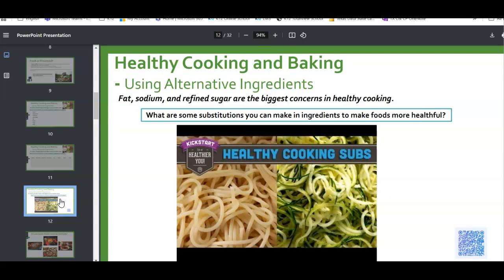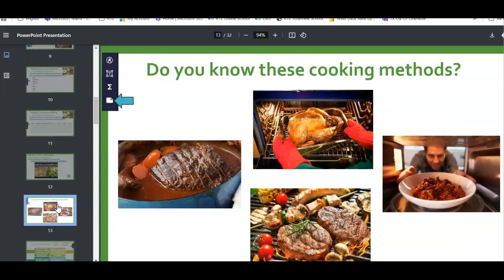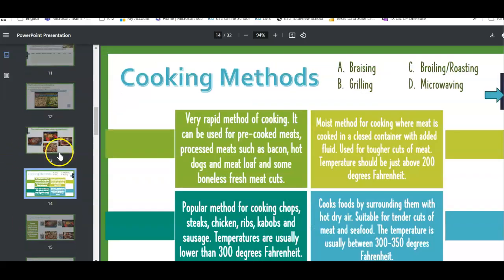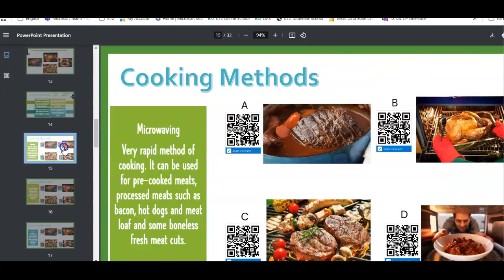Healthy cooking and baking. So you want to use alternative ingredients. Fat, sodium, refined sugar are the biggest concerns. So you can look up some different substitutions that can make your food more healthy. And then we're going to be moving on to cooking methods. These are different kinds of cooking methods, and those are the pictures with it. So we have braising, grilling, broiling or roasting, and microwaving.